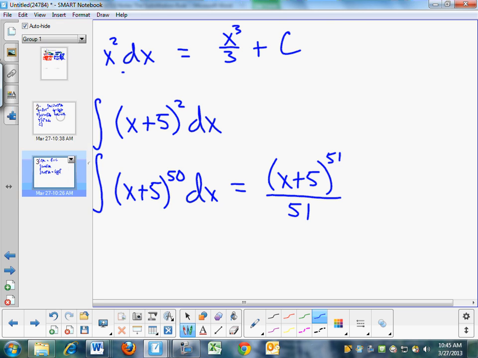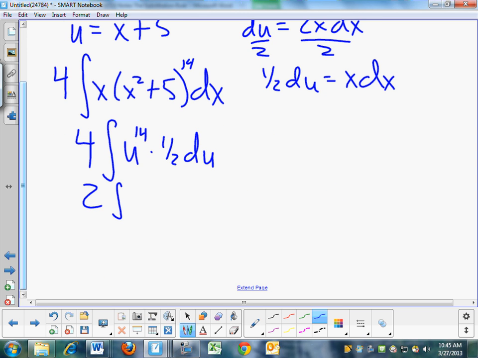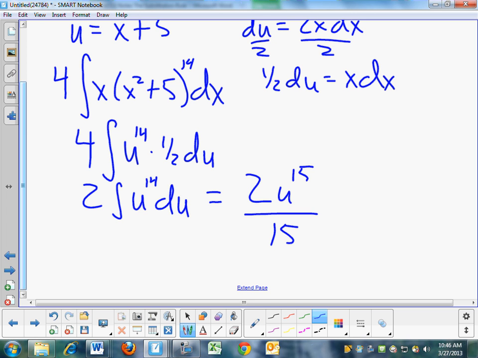So the final answer here should be, you've got u to the 14th du is going to be equal to 2 u to the 15th over 15 plus c. And substitute your u back in, and that'll be the correct answer. Raise your hand if you got it right. Good job. Okay, let's try a harder problem.